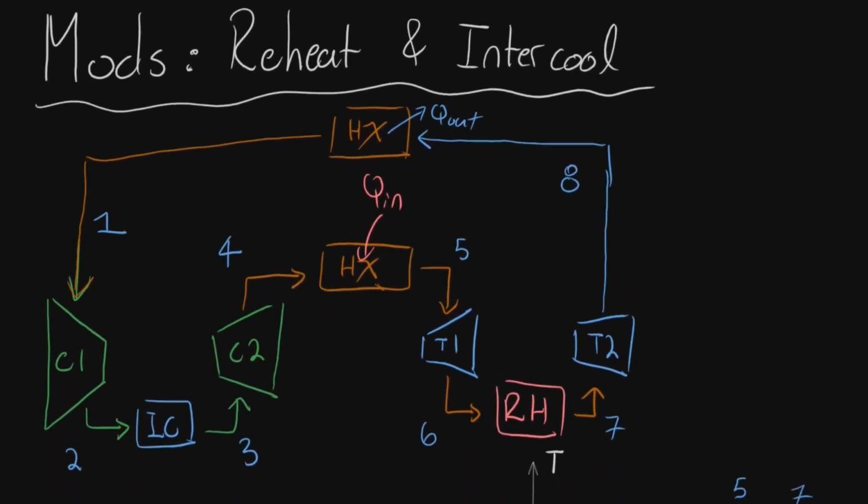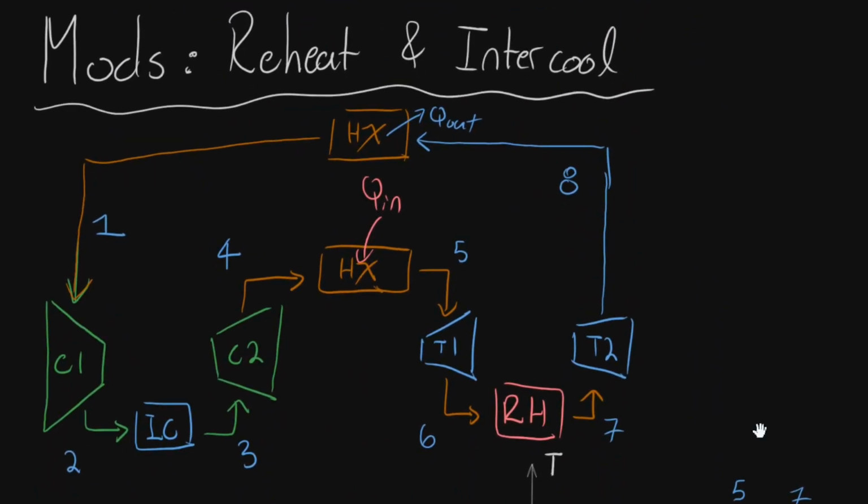And so now we're going to look at modifications to this cycle. The first one you can have is reheating and/or intercooling. The idea with this is that if you distribute your expansion across multiple turbines or your compression across multiple compressors, and then you cool it down or heat it up in between them, you're going to be able to extract more work output.